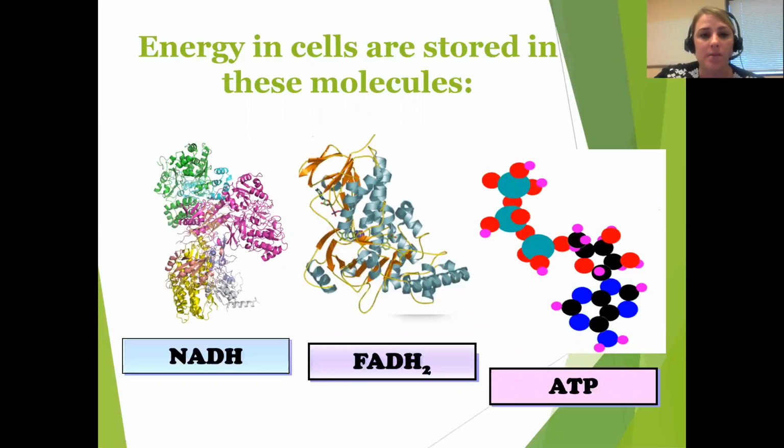A few things to remember. Energy is going to be stored in these molecules, and you've seen these in photosynthesis: NADH, FADH2, and ATP. They are going to store energy in their bonds. And when we break those bonds, it's an exothermic reaction and energy is going to be released.